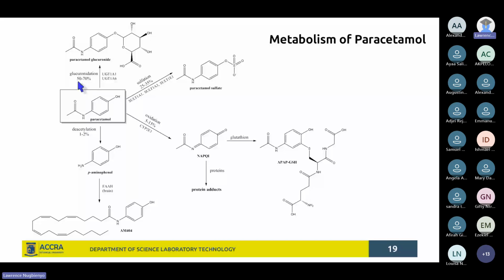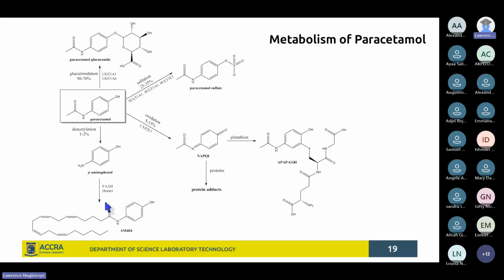But another interesting thing you even notice is that if you calm down, that is actually the pathway that will result in the therapeutic effect of paracetamol. And you realize it is only 1 to 2% of the drug which goes through that pathway. That you have paracetamol, first of all, undergoing some deacetylation. So the acetyl group on that nitrogen there is removed. And so you now have just an amine group there. You have a para-aminophenol.